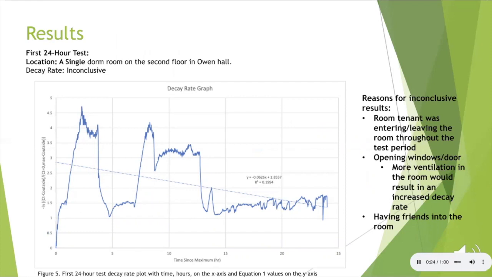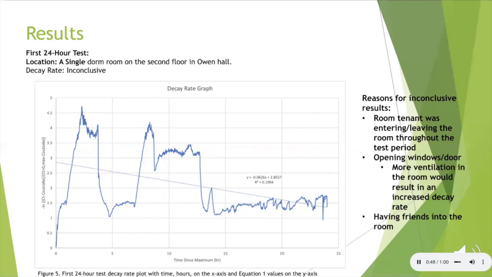A couple of reasons for this could be attributed to the fact that the tenant was entering and leaving the room at different times throughout the day. It's also possible that they were having guests in the room, which would increase CO2 levels at those certain times. It's also possible that a window or door could have been open at some point during the day, which would allow for more ventilation in the room and would result in an increase in the decay rate.